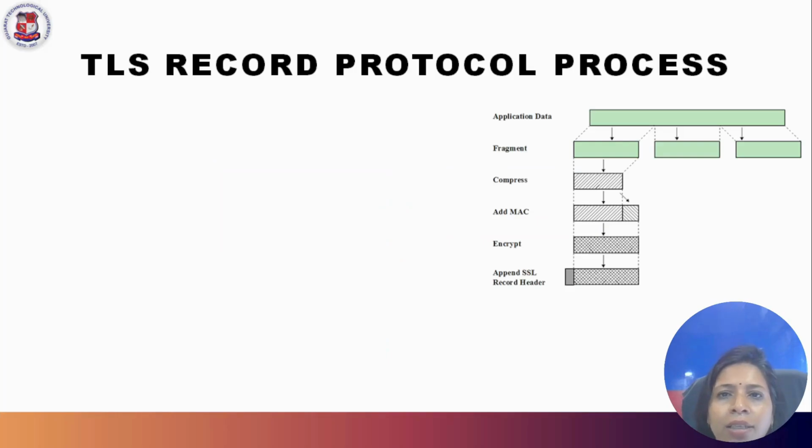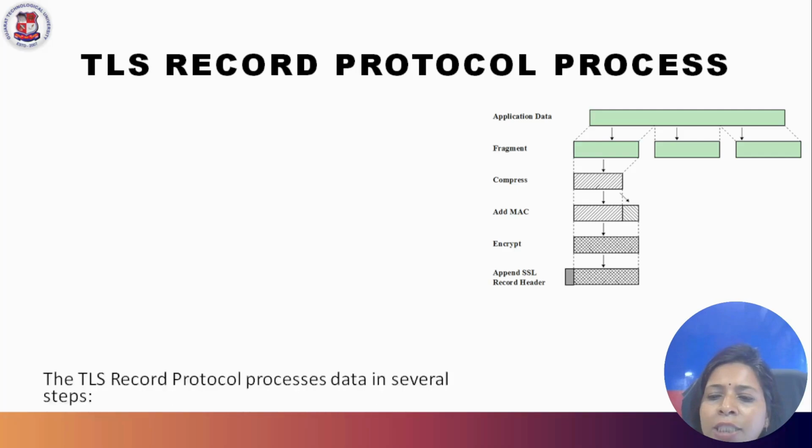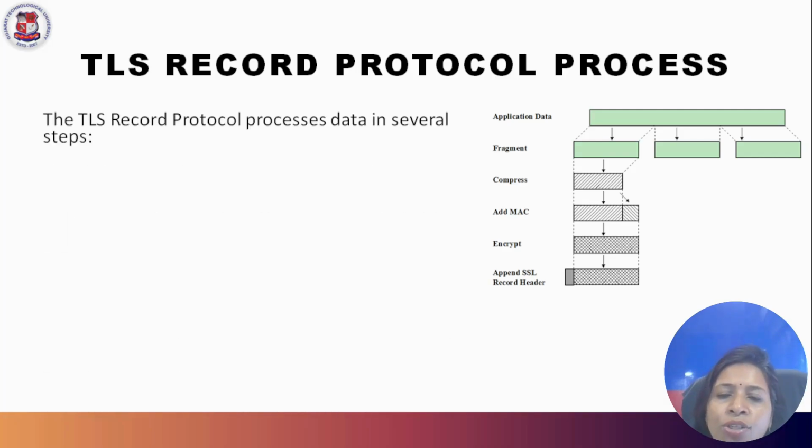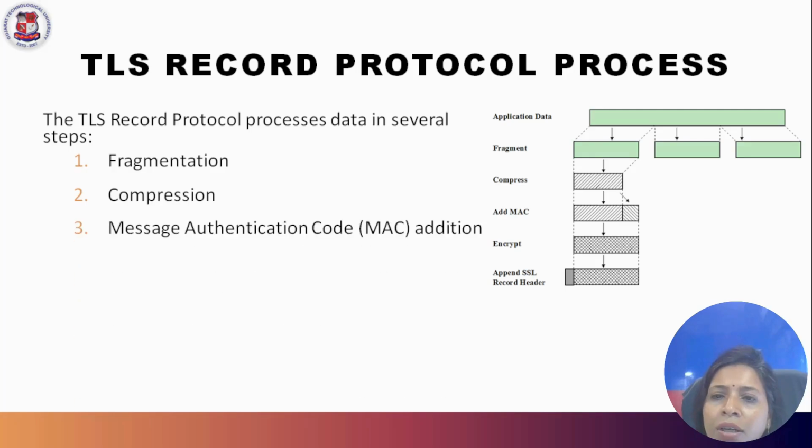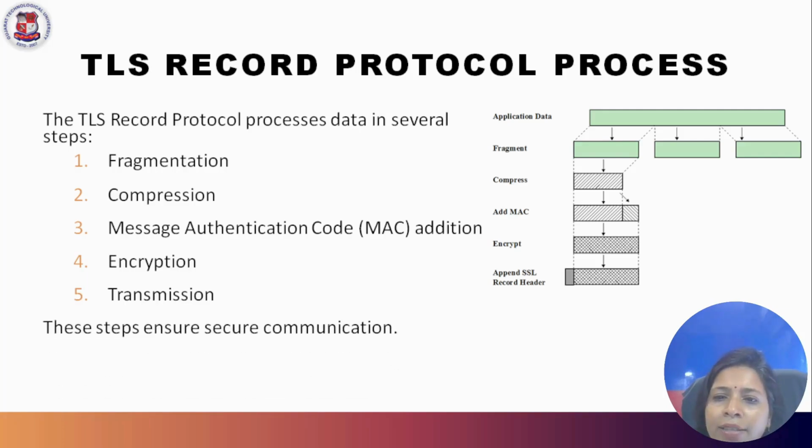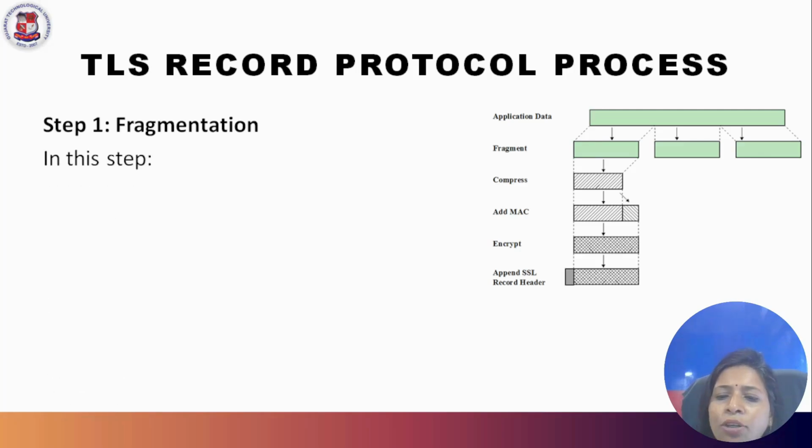Now let's discuss the TLS record protocol process. The process includes various steps to ensure secure communication. These steps include fragmentation, compression, message authentication code addition, encryption, transmission, and adding the SSL record header. Each of these steps contributes to ensuring that the data transmitted between systems remains secure and protected from attacks. Now let's discuss all these steps in detail. The first step is fragmentation. In the first step, the TLS record protocol process is the fragmentation.